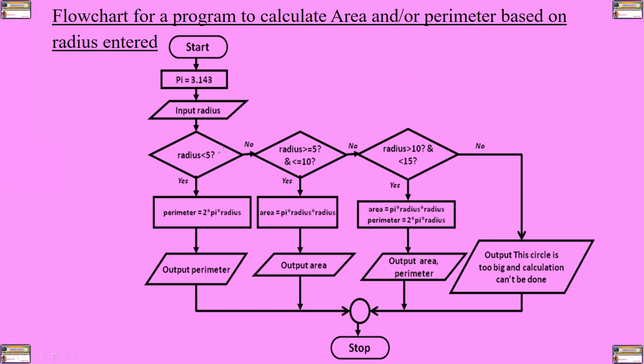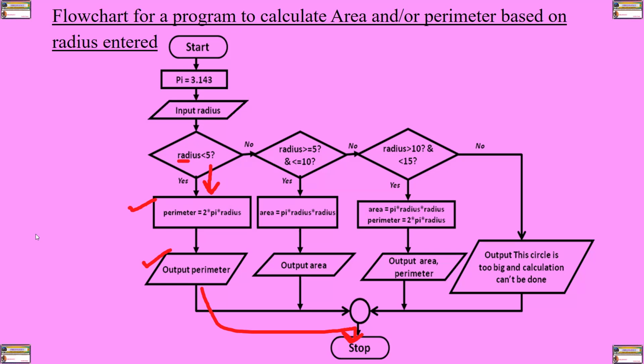The first condition that is checked is if the value entered in radius is less than 5. If the value entered is, for example, 1, 2, 3, 4, then that is true. The program or the processor is going to compute the perimeter of a circle and display it on the screen and exit or end the program.